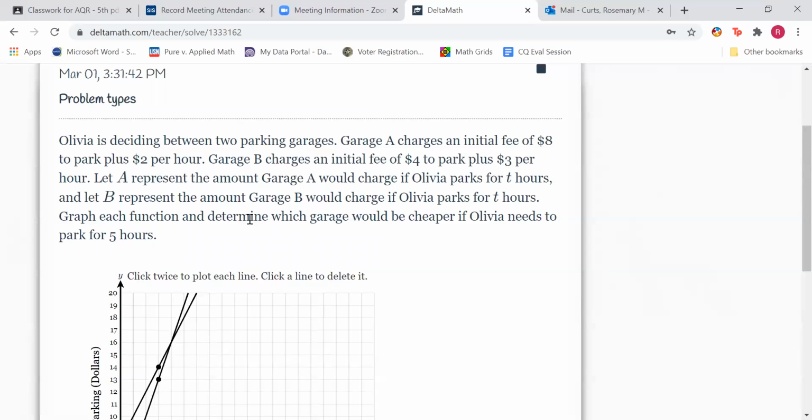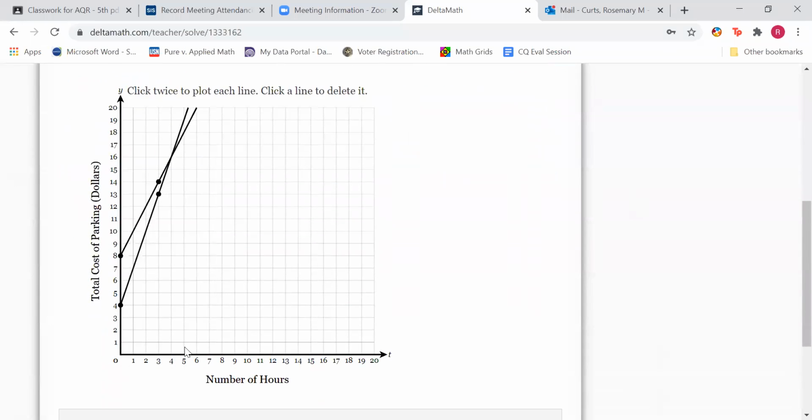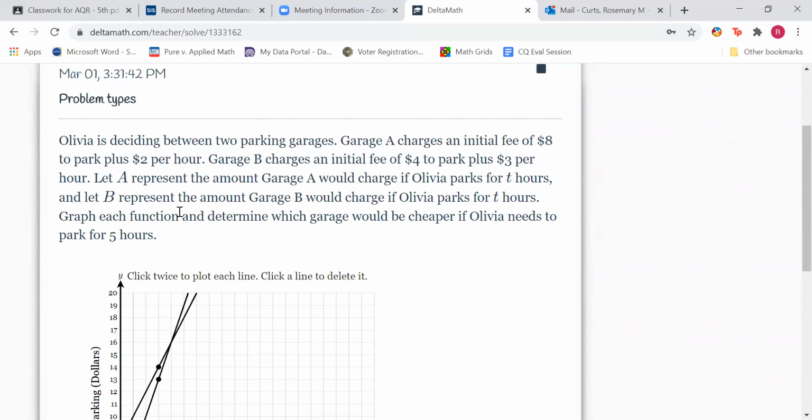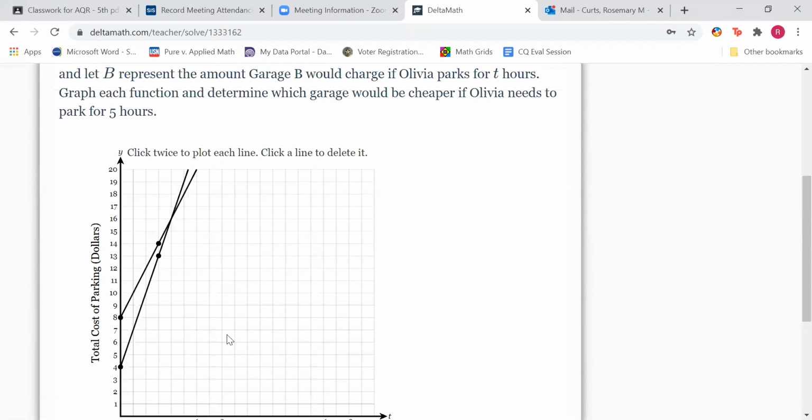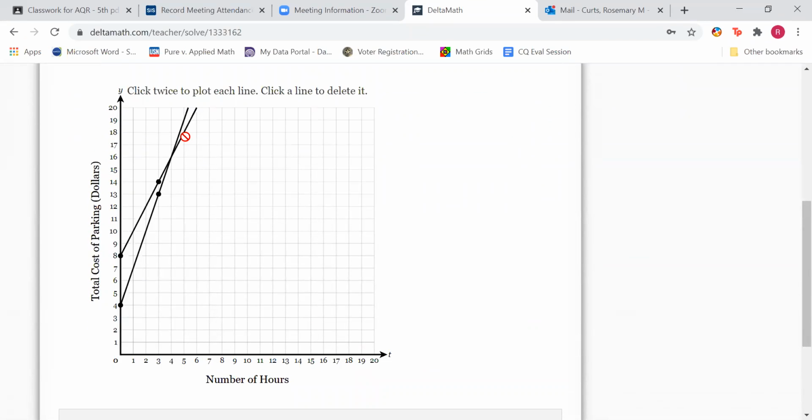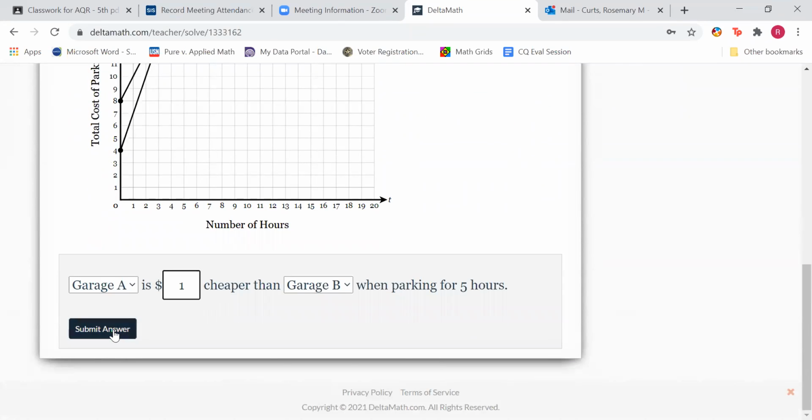So this says, determine which garage would be cheaper if Olivia needs to park for 5 hours. So we're looking at T equals five here. We follow it up. Whichever garage is cheaper is the line that we get to first. So at 5 hours, this one costs $18 and the other costs $19, because that's where they hit. The one that's 18 is the one that starts at eight. So that's garage A. So garage A is cheaper than garage B when parking for 5 hours. Garage A is 18, garage B is 19. That's where they come out. So it's $1 cheaper.